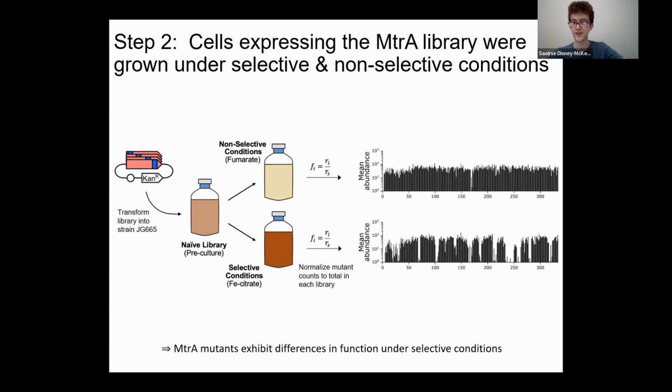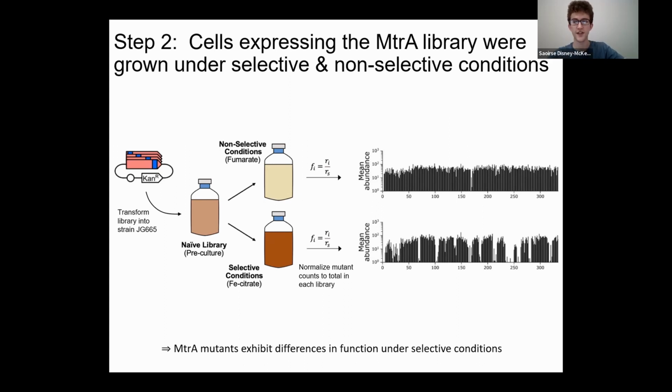And these are the deep sequencing reads. You can see for the fumarate conditions, as you'd hope, the relative abundance of each mutant is pretty even. There's a little dip here. This was also present in the naive library, so it seems to have been an issue in the DNA synthesis, which just happens sometimes. But when you look at the selective conditions, it's a lot more interesting.